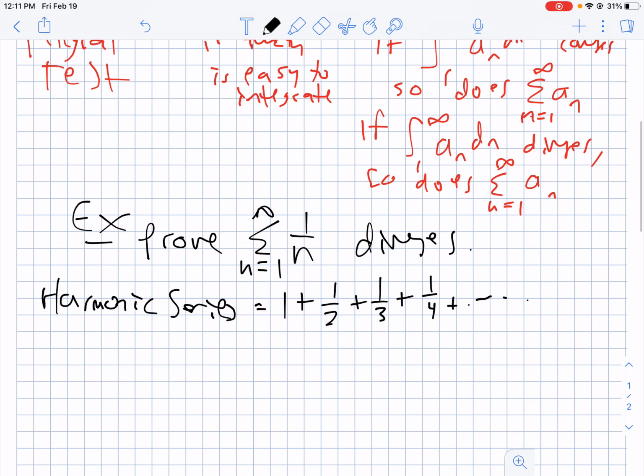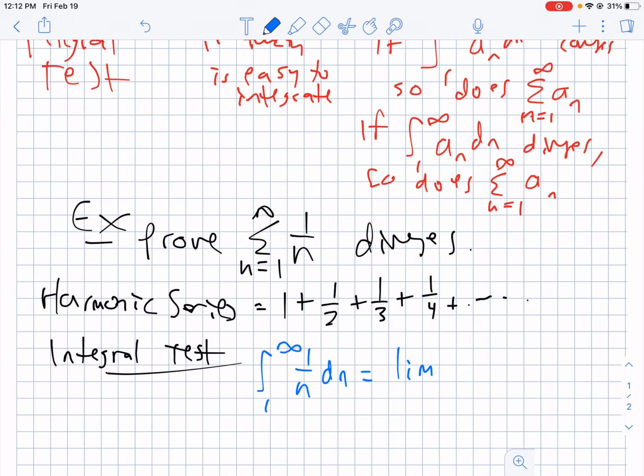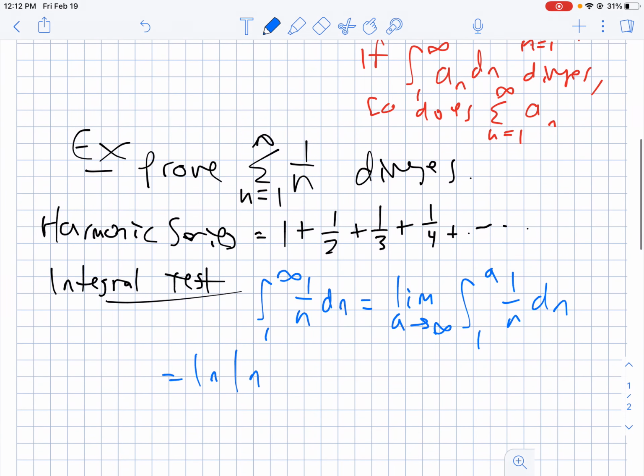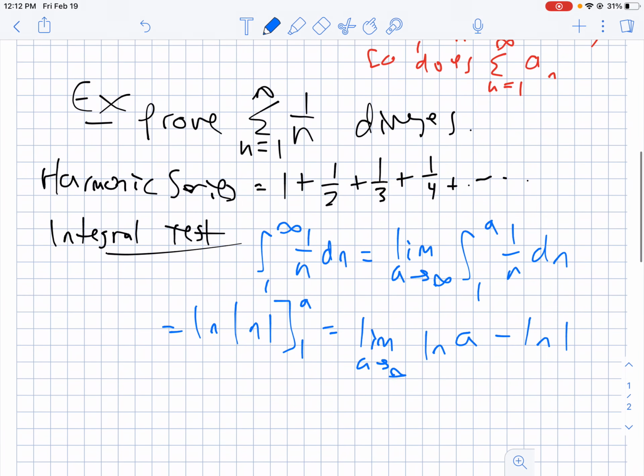What we're going to do right now is use the integral test to prove that this series actually diverges. So we set up the integral test. I'm going to take a look at the integral from 1 to infinity of 1 over n. Now, we're all good boys and girls who get gifts from Santa, so we write that as the limit as a goes to infinity of the integral from 1 to a. That becomes the natural log of n going from 1 to a, which is the limit of the natural log of a minus the natural log of 1. When you take that limit, you get ln of infinity minus 0, which is infinity.